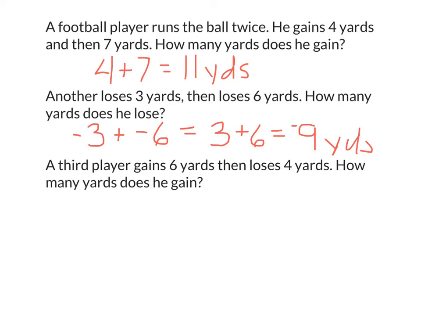Then on the third one, we have a third player who gains 6 yards, so I'll put a +6. Then he loses 4 yards. How many yards does he gain? +6 minus 4 equals 2 yards. Now this was just an intro into today's lesson to show that we can add up integers. Sometimes they're both going to be positive, sometimes they're both going to be negative, and sometimes we're going to have a positive and a negative in today's lesson.